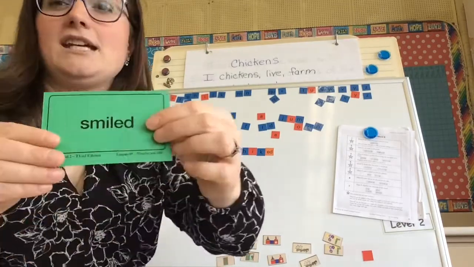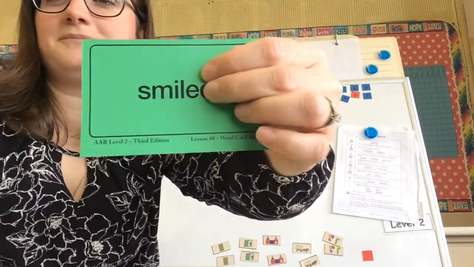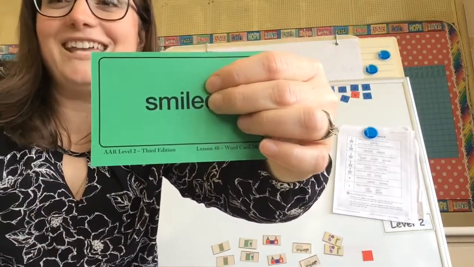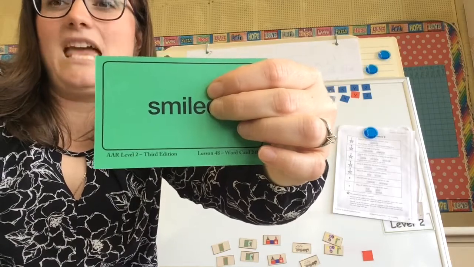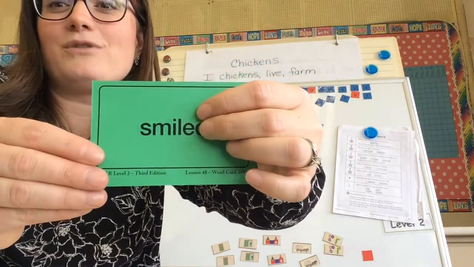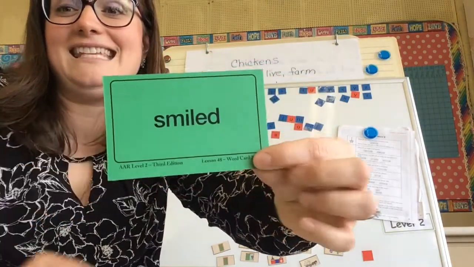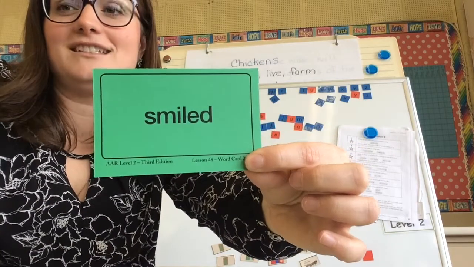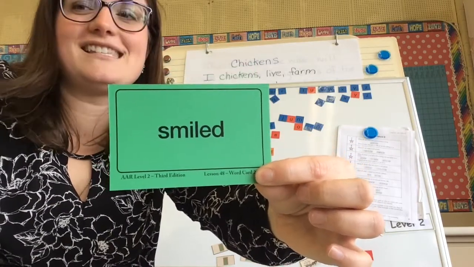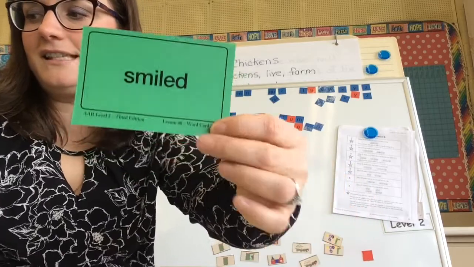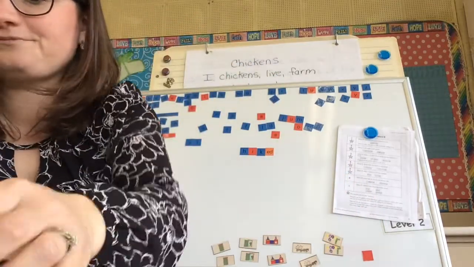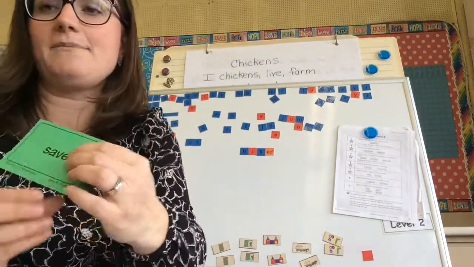We have another one here. What is this word? Smile. Right. And this again, when I go to add the ed, I'm going to get rid of the silent E and just add the ed. So it says smiled. And that's the D sound. Smiled. Okay? We'll do the same thing here.